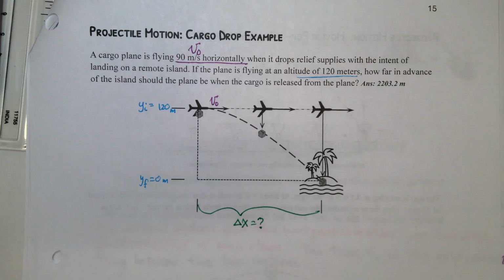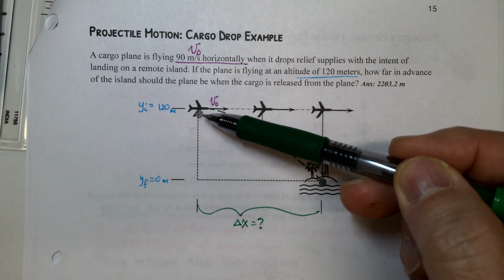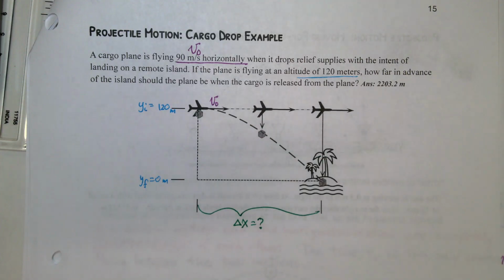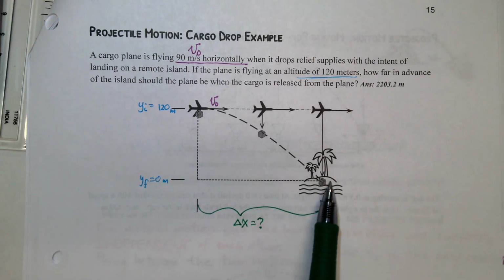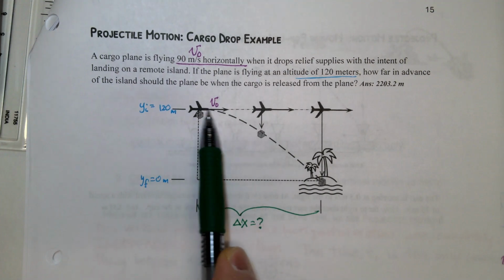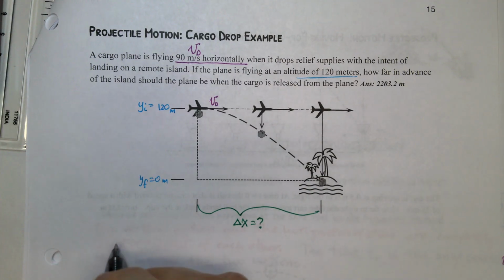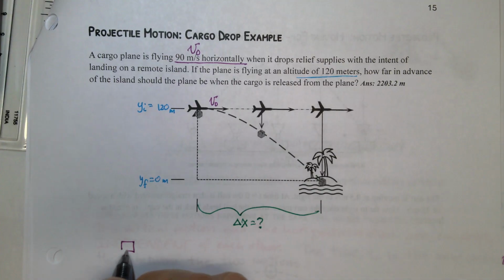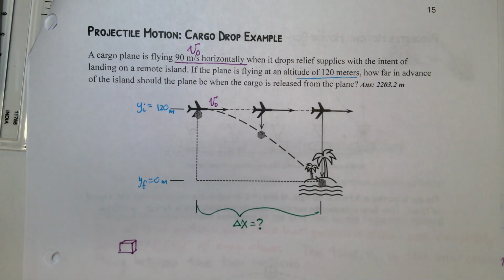Well, if we know the height, we can calculate how long this package is going to stay in the air before it hits the ground, right? So once we find that time, we can actually find this distance, because we know the horizontal velocity of that package. Okay, so just to visualize it, here's my package that's released from the plane.